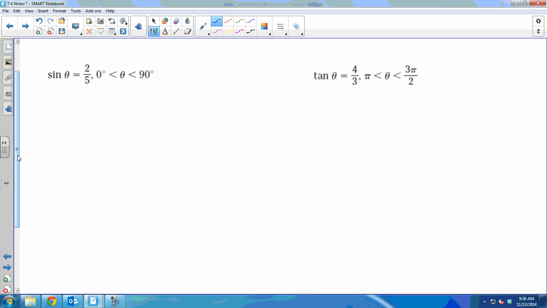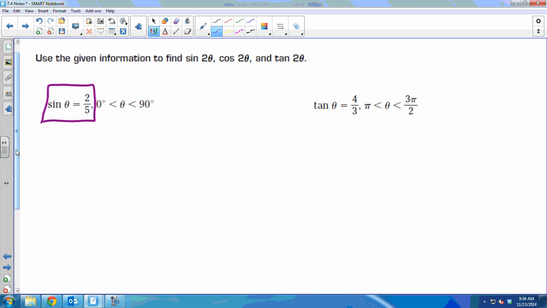Okay, so the first one, I've got sine theta equals 2/5. That means I don't know the angle measure, right? Theta is the angle measure. I don't know what it is. But it wants me to find sine 2 theta, cosine 2 theta, tangent 2 theta. So we're going to use these identities to figure those things out.